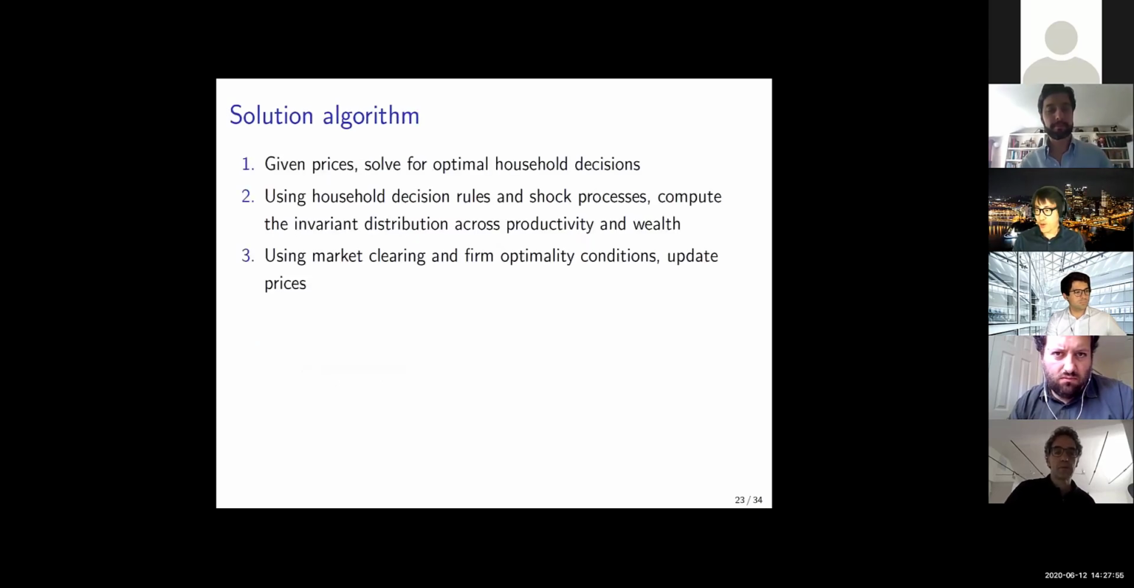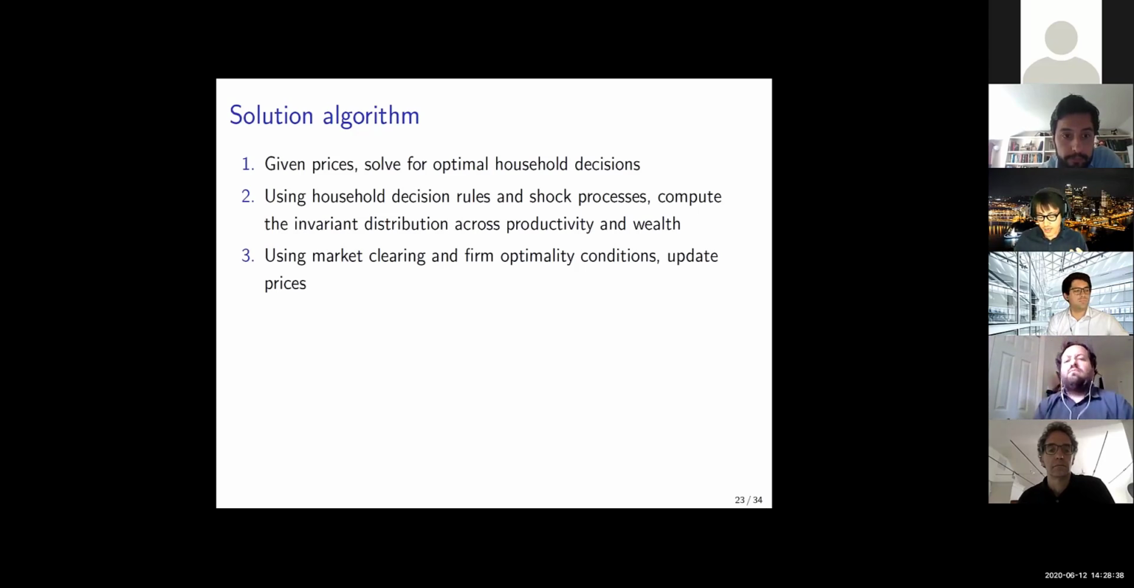Okay, so just a quick slide on the solution algorithm. As is common in these types of models, on the outside loop, you're going to have to solve for some prices. And in the inside loop, given prices, you first solve for optimal household decisions. So these are how much they work, how much they consume, and how much they save across the distribution. Then, as I mentioned before, you need to solve for these invariant distributions. So using the household decision rules and the shock process, you can compute the invariant distribution across productivity and wealth by skill. And then once you have these distributions, you can compute all the aggregates.